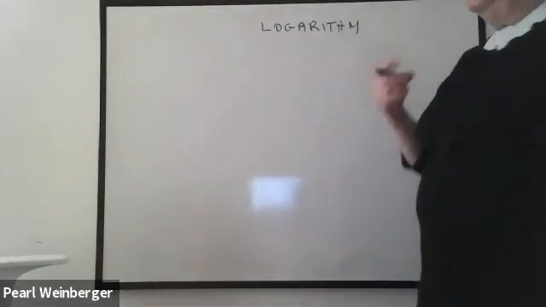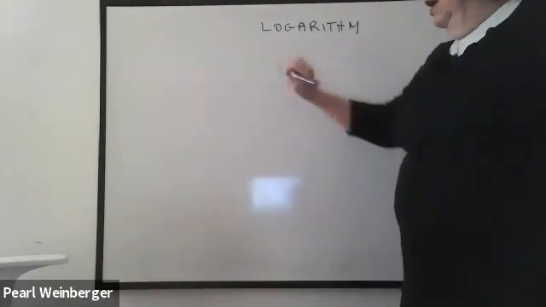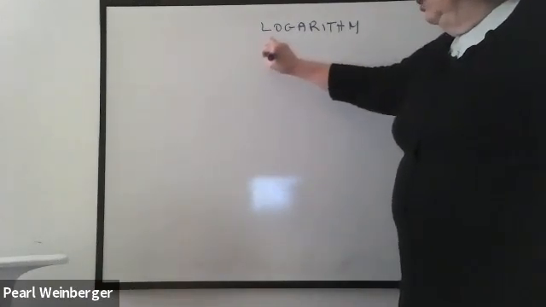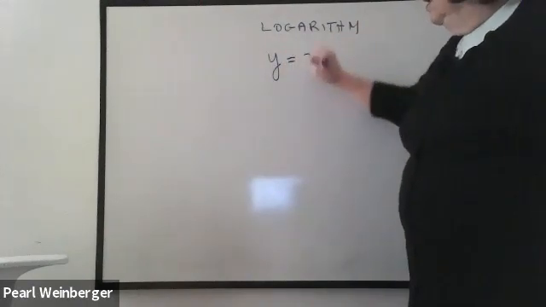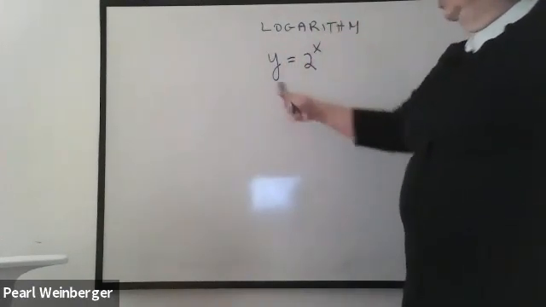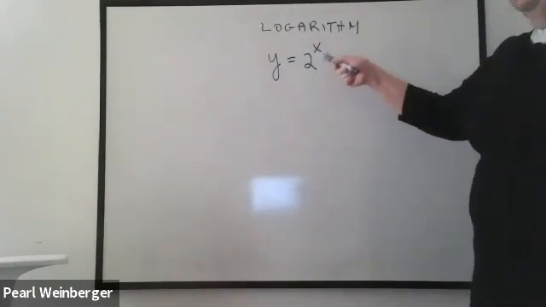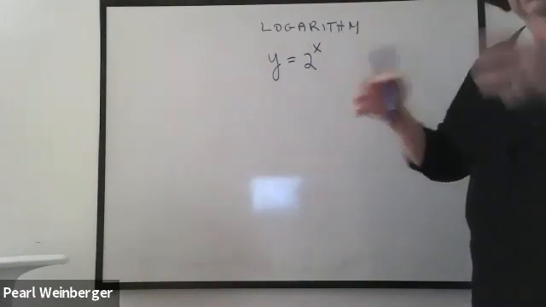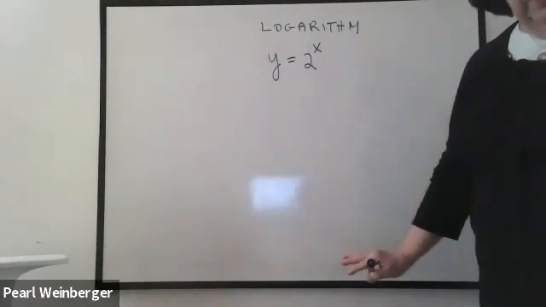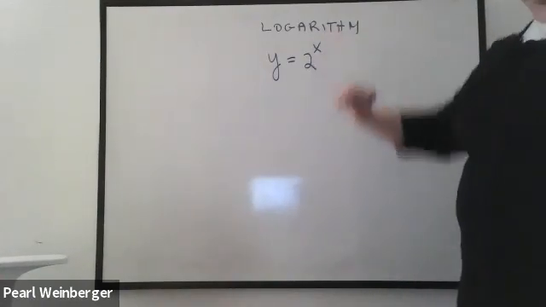Okay, so we're talking about logarithms. When we talked about an exponential equation or exponential function, we're dealing with something that looks like this. Here's a very simple one: y equals 2 to the x. In an exponential equation or function, we're going to know the base, and the base will always have to be a positive number. And the variable is going to be in the exponent.